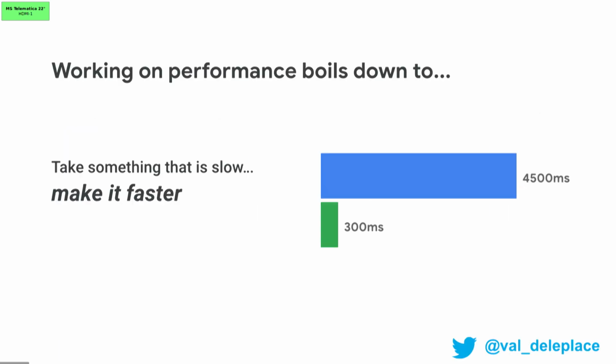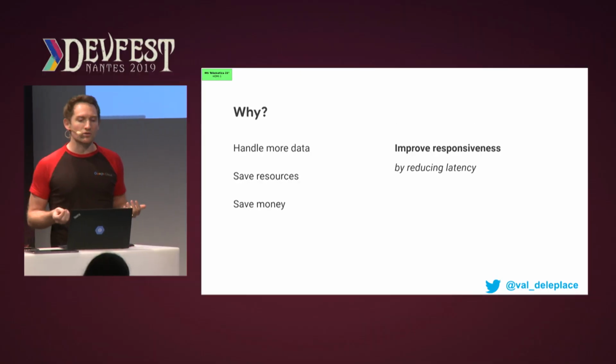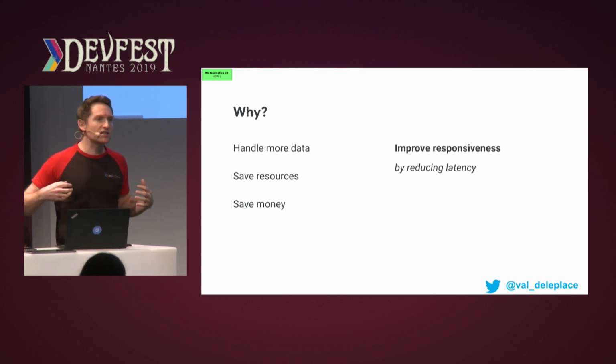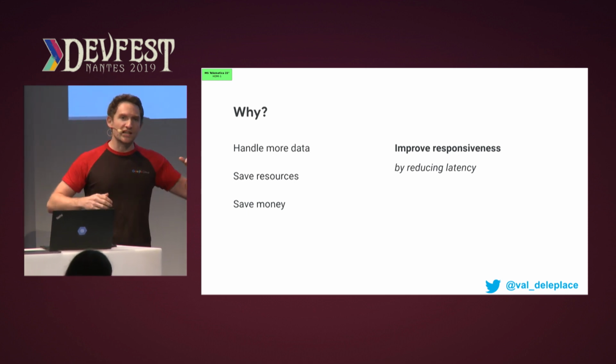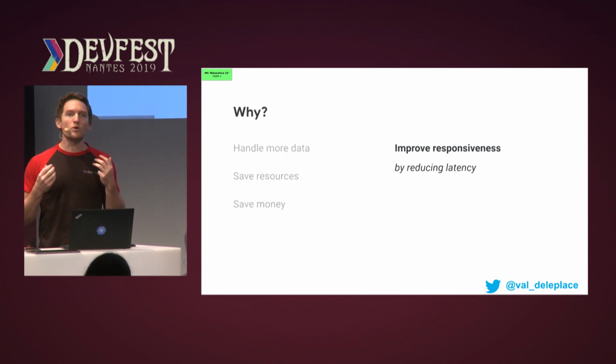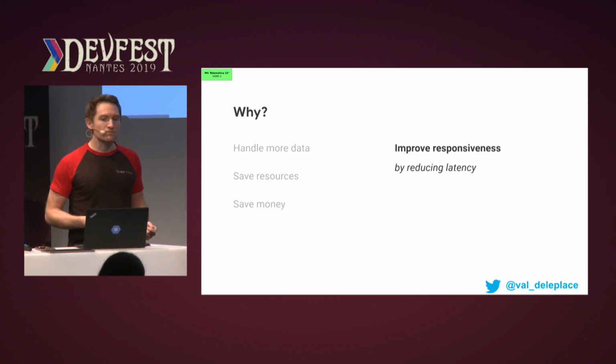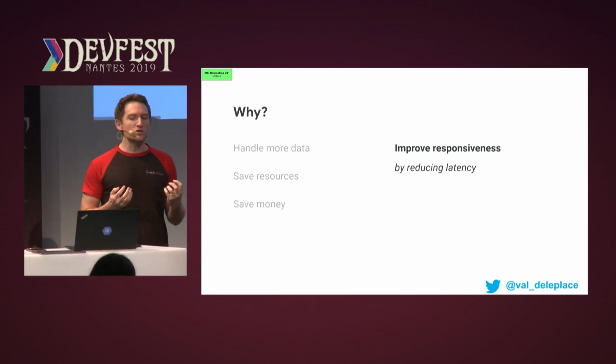It's usually about working on something slow and making it faster. Pretty simple. And that's mostly what my talk is about today. Why are we doing this extra effort? We might want to increase the throughput and to decrease the cost. But today I'm focusing on the most important goal, which is to offer a better user experience. Human seconds are more precious than machine seconds.